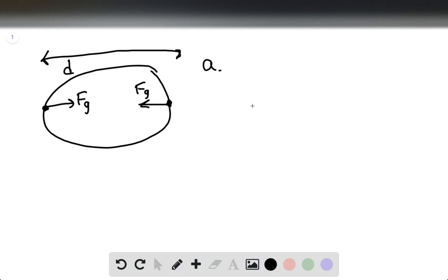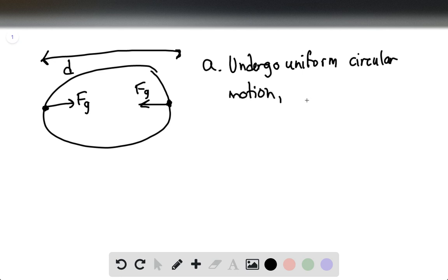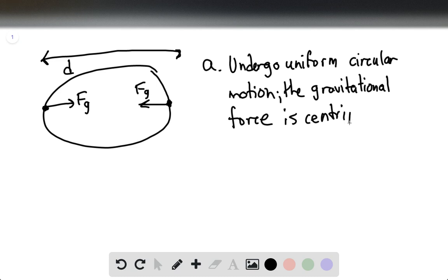A asks why the two stars don't crash into each other. The two stars don't crash into each other because they're in circular motion. So they undergo uniform circular motion, and the gravitational force is centripetal and maintains that motion.